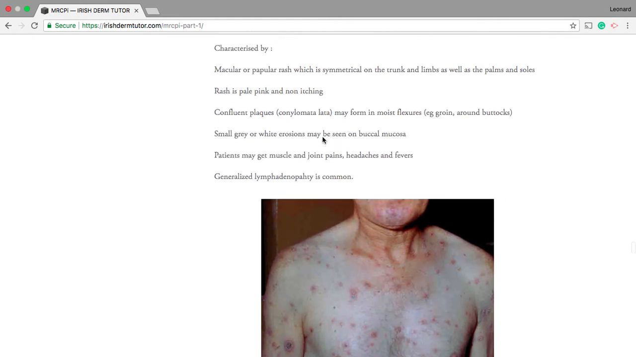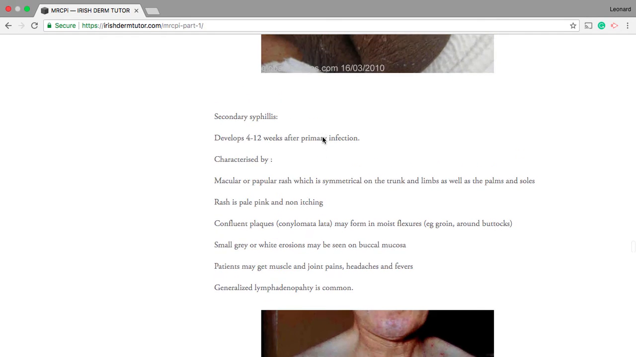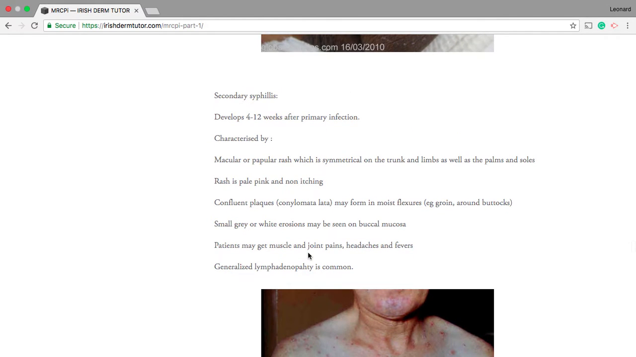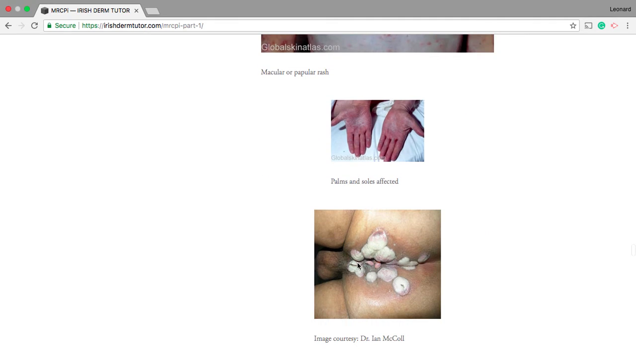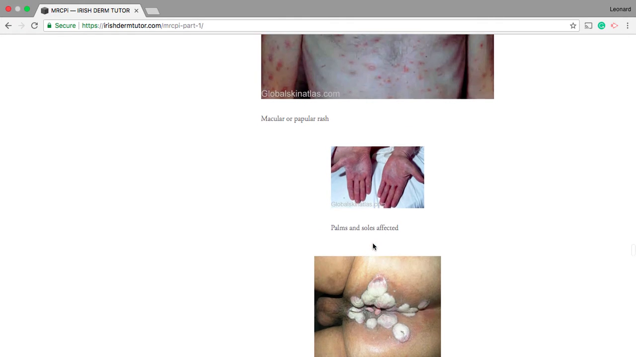You can also get these confluent, slate grey plaques that are kind of wart-like lesions and can be quite unsightly at times. They often form in these moist flexural areas such as the groin and around the buttocks, and the name of these is condyloma lata. And here is a particularly florid case of the condyloma lata here in the buttocks area.